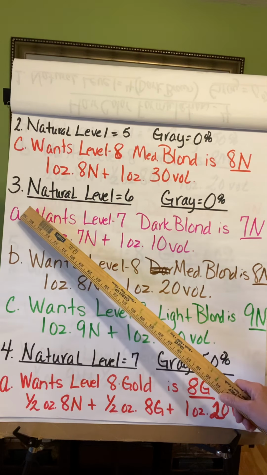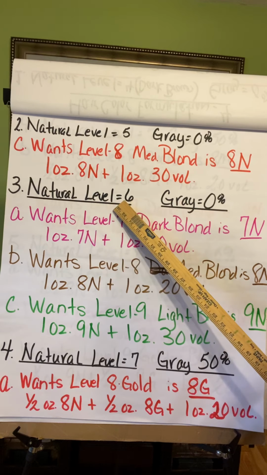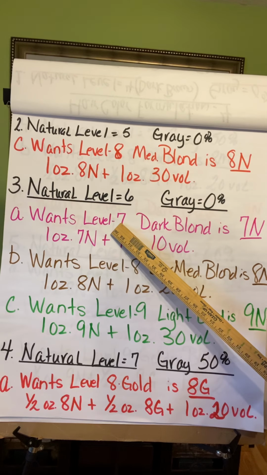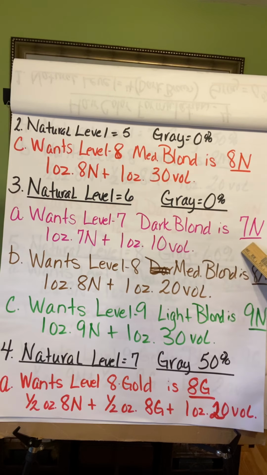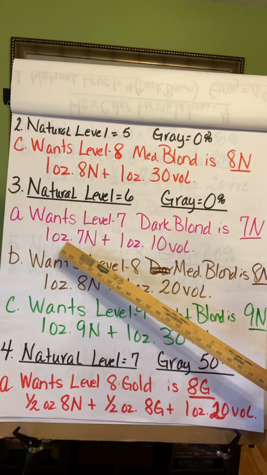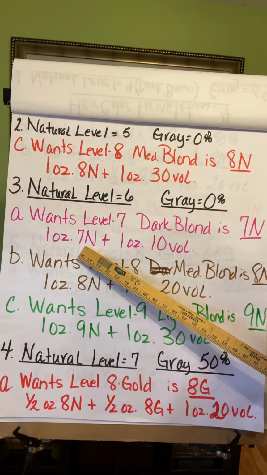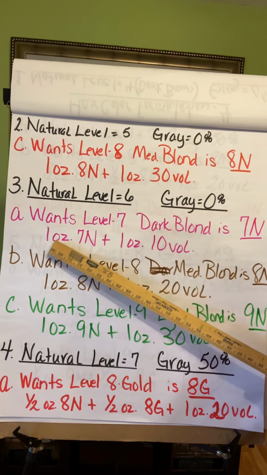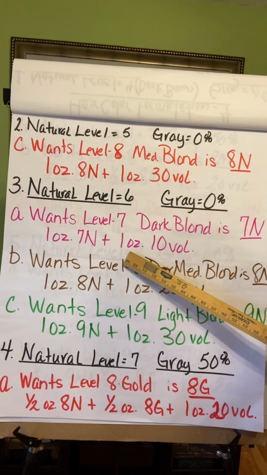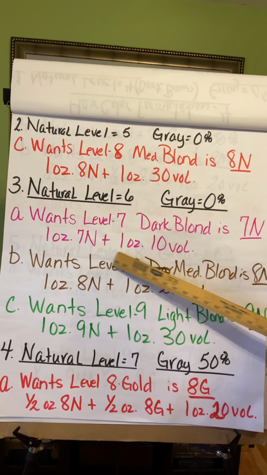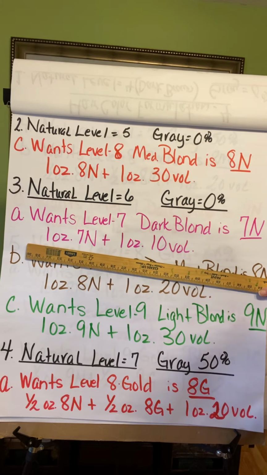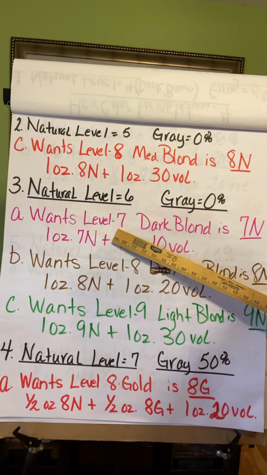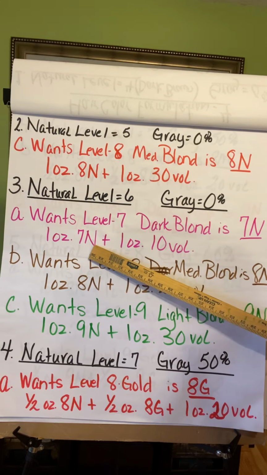Okay. Number 3, her natural level is 6. She has no gray. She wants to be a level 7, which is dark blonde, and it's written as 7N. So for her, the formula is going to be 1 ounce of 7N because you have to put the natural in the level that she wants, which is level 7. 1 ounce of 7N plus 1 ounce of 10 volume. So do not add any 6 in this because if you add 6 in it, it's going to be too dark. Okay, so she wants to be a level 7. You have to add the natural in that level.